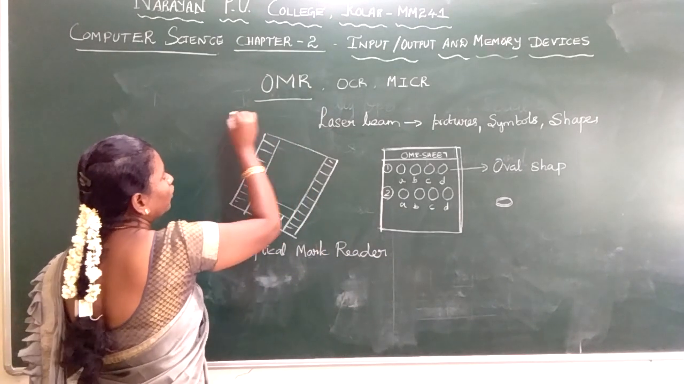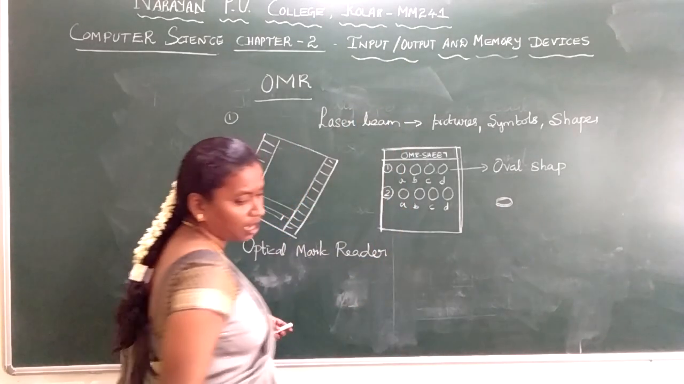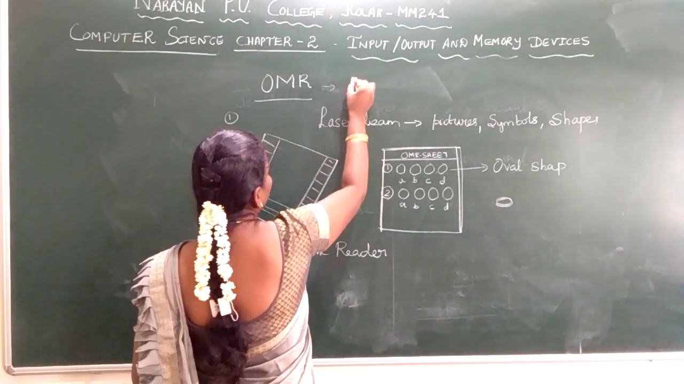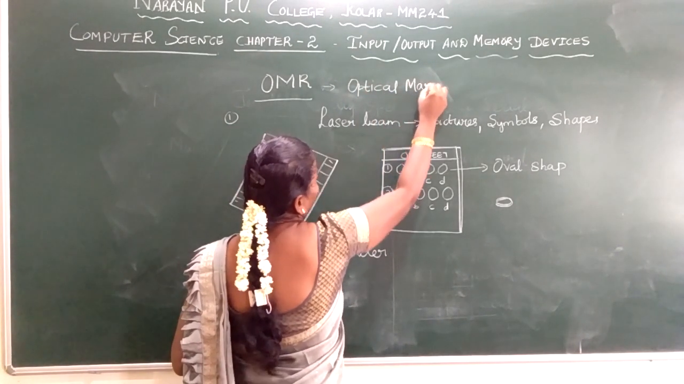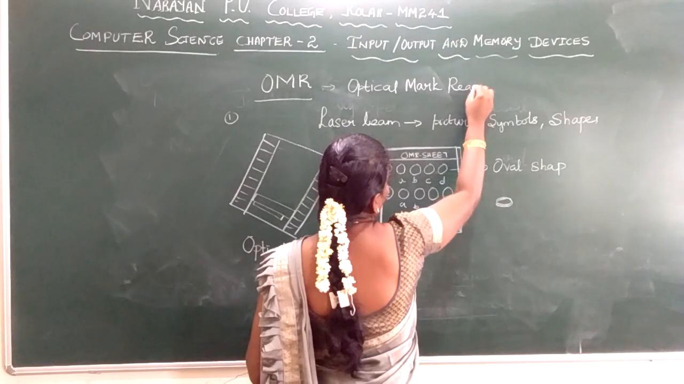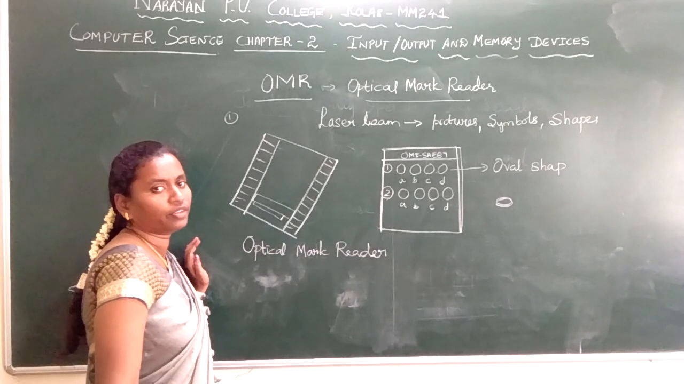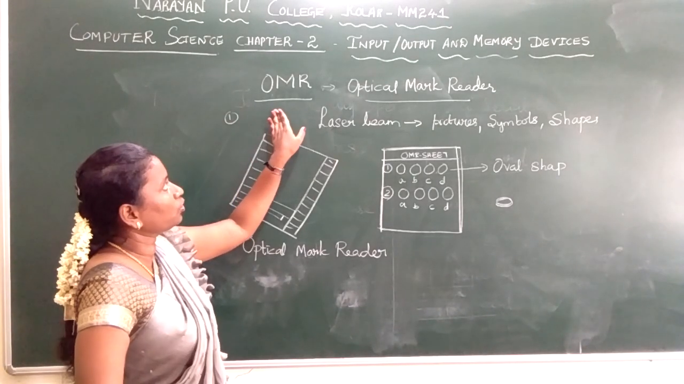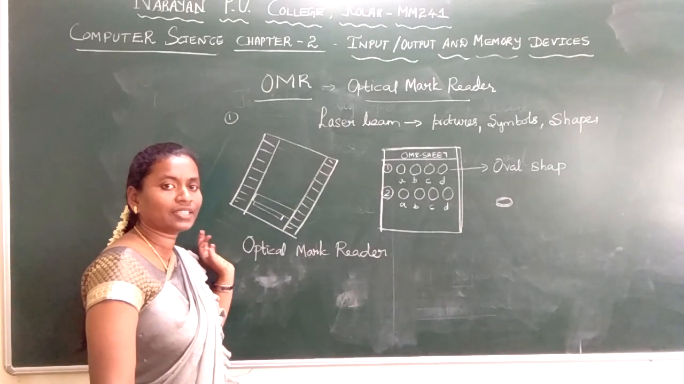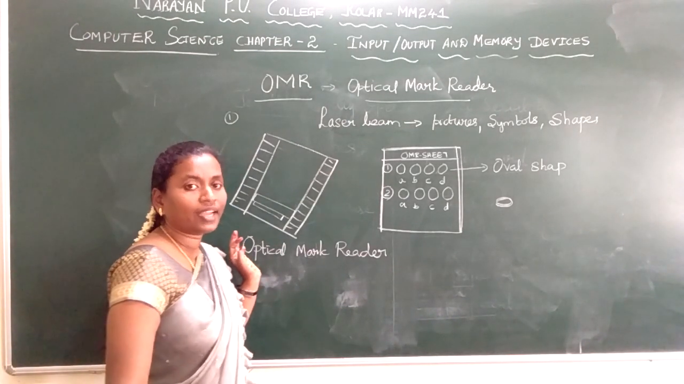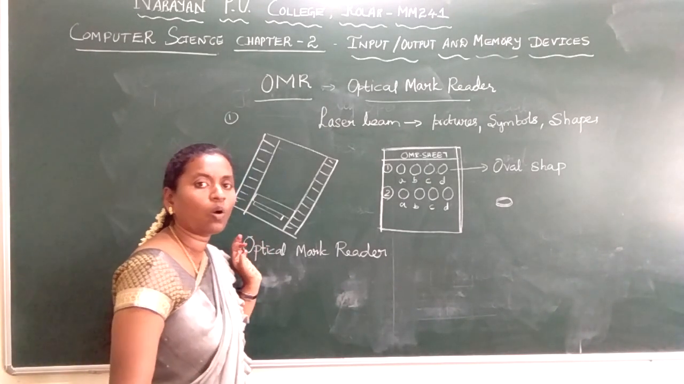Now first we will discuss OMR. What does OMR stand for? OMR stands for optical mark reader or recognizer. So where do we use OMRs? We usually come across the optical mark reader in academic exams. The best example is when students write the CET, the common entrance test, their answers are filled in OMR sheets.